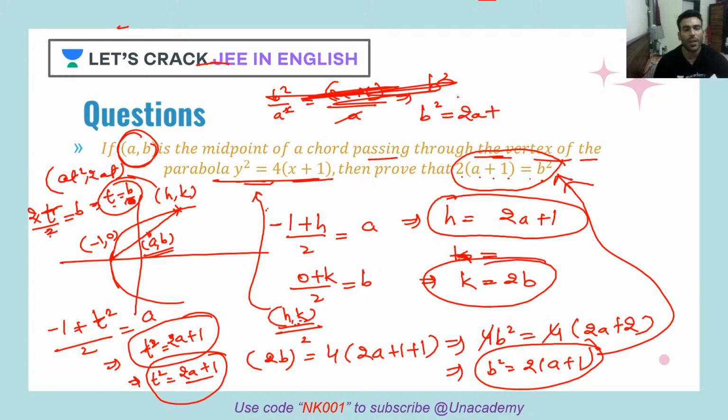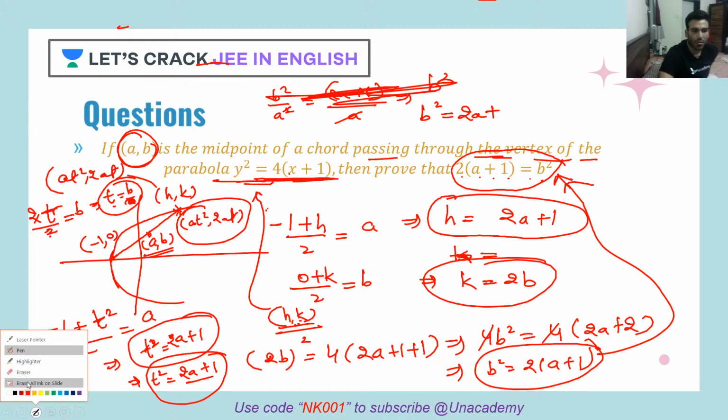Oh no, SYM 24, actually we did commit a mistake. The mistake is, you can't take the parametric form like this, at square comma 2at. This is not the standard formula. This is 4x plus 1. You can't take this, sorry, that's the mistake. You can't take this parametric form. You can't take a t square, 2t, because this is not the standard formula y square is equal to 4x. You can't take that.